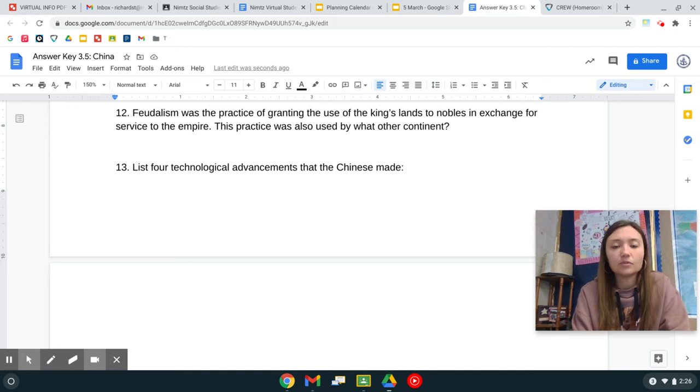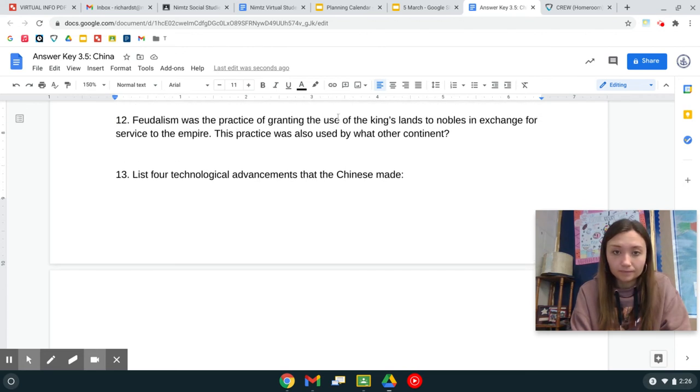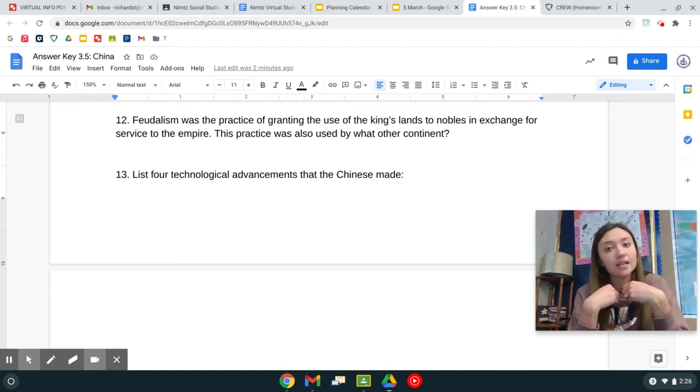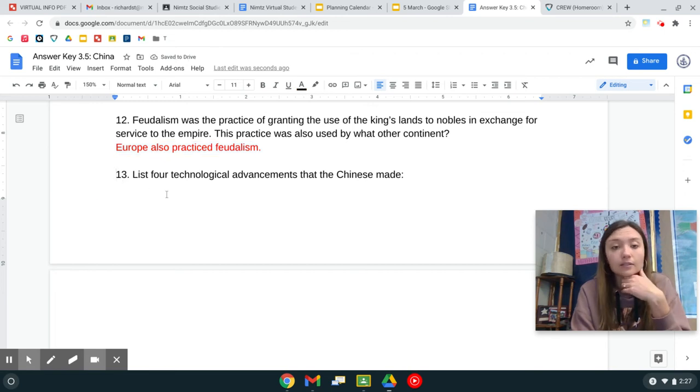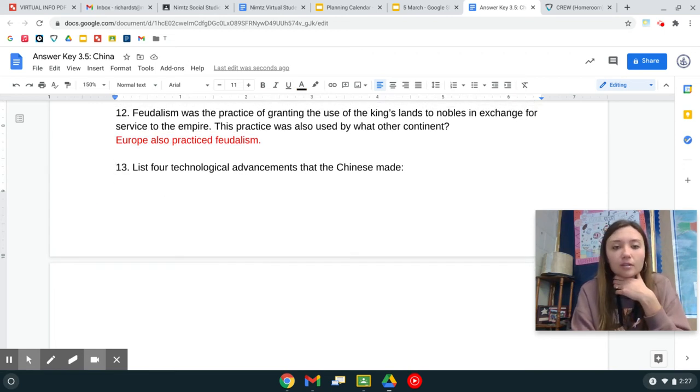Number 12, feudalism was the practice of granting the use of the king's lands to nobles in exchange for service to the empire. This practice was also used by what other continent? So that is basically the definition of feudalism right there. Granting king's lands to different nobles so that they had to serve the king. The king said, I'll give you some land if you serve me for your life. Okay. This practice was also common in, does anyone know before they answered this? Europe. You're right. So Europe also did this a lot, okay, with knights, the Knights Templar.